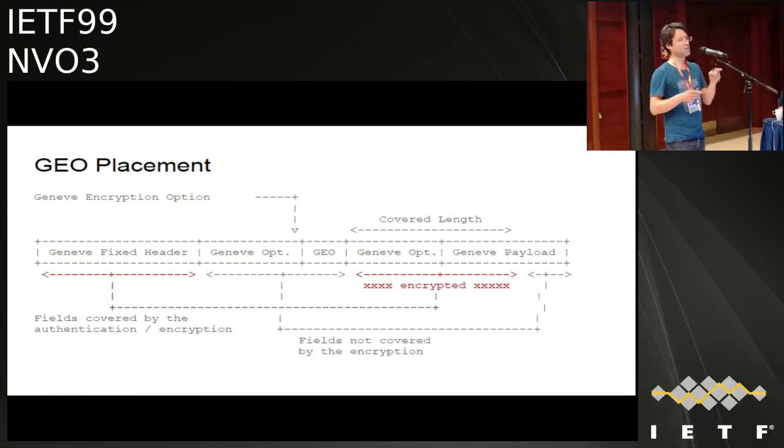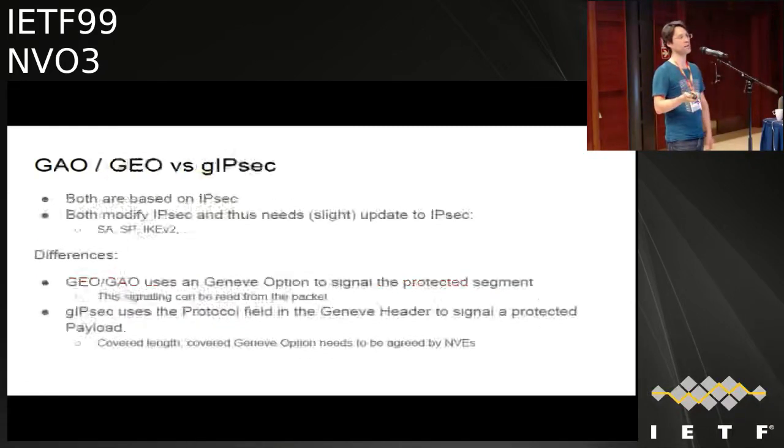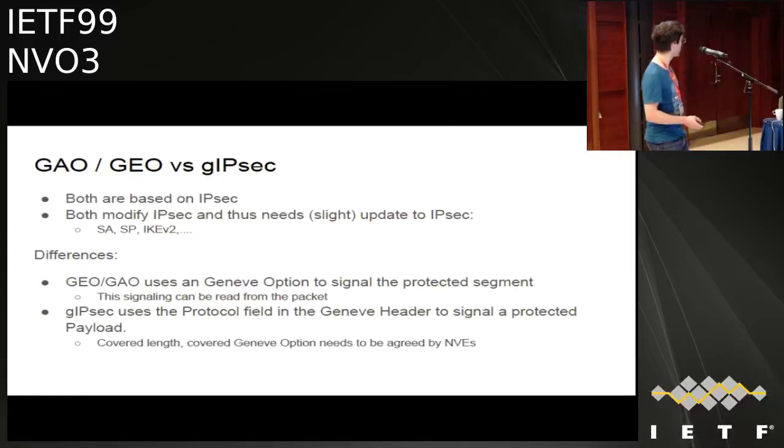Another thing we changed is that we usually use authenticated encryption, and in our case the Geneve fixed header is also authenticated, so we can bind the two parts of the packet together. We will see another proposal later, and we will be able to compare those two proposals. We are happy to see any comments on that. I think that's fine for this one.